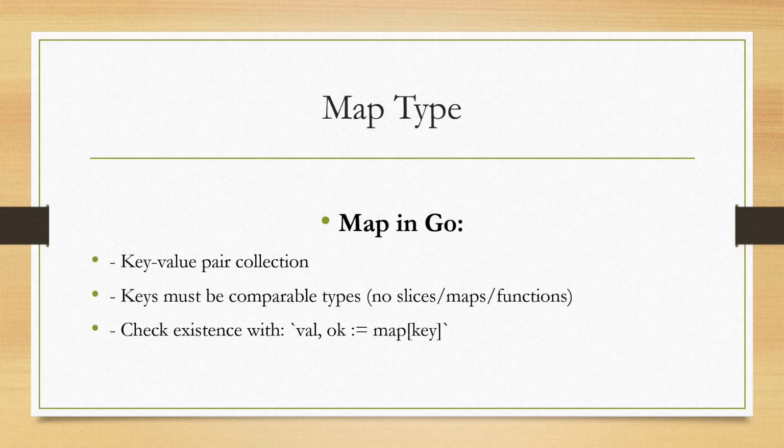Alright, let's get started with maps in Go. In Go, a map is a collection of key-value pairs. Think of it like a dictionary where each word, the key, has a meaning, the value. So if you are familiar with dictionaries, this concept is pretty similar.